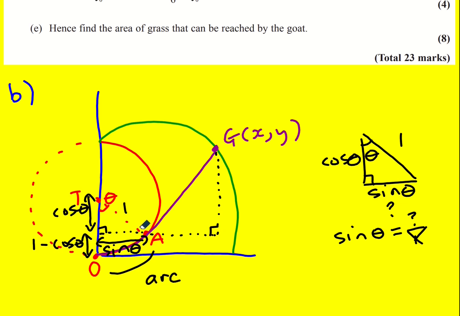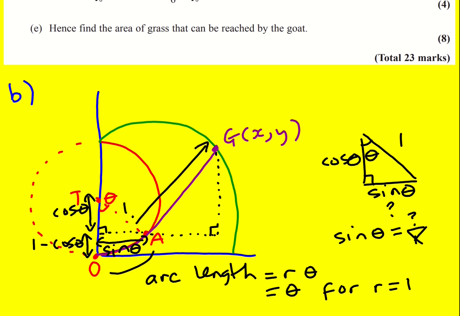Okay, I've drawn the arc along, but I've run out of space. So the arc length, because we're working with the angle in radians, is going to be r theta, which in this case is simply theta since r is equal to 1. And that is really crucial because it allows us to work out this distance, because the whole thing, remember, is pi. Therefore, this distance is going to be pi minus theta.